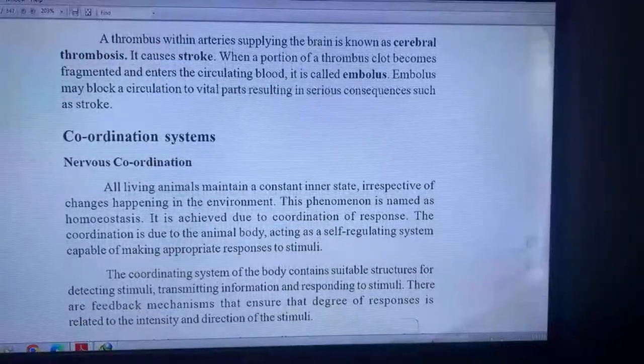It causes stroke. When a portion of a thrombus becomes fragmented and enters the circulating blood, it is called an embolus. An embolus may block circulation to a vital part, resulting in serious consequences such as stroke.